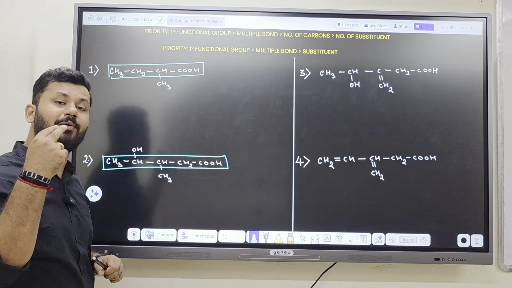Moving to the second one, I have to assign minimum number to this carbon. How to do that? Left to right? No, right to left. It's that simple.